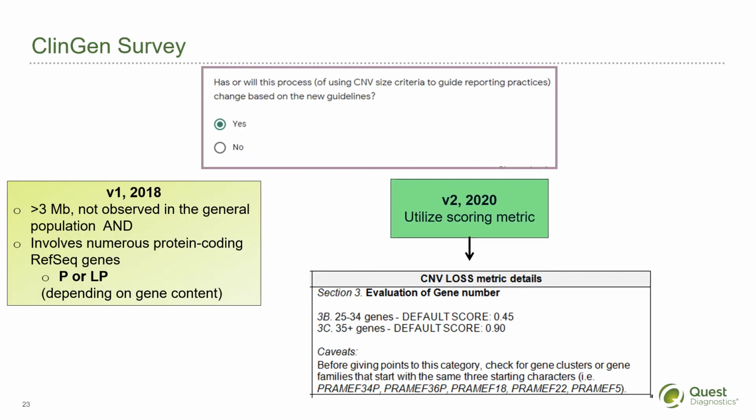In our previous SOP, we took into account the size criteria. If a CNV was bigger than 3 megabases and included numerous genes, it was classified as pathogenic or likely pathogenic, depending on gene content. In the new version of the SOP, we will not consider size criteria alone and will utilize scoring metrics.